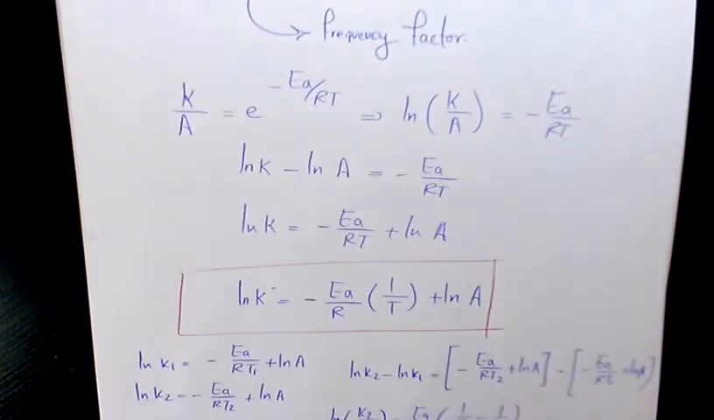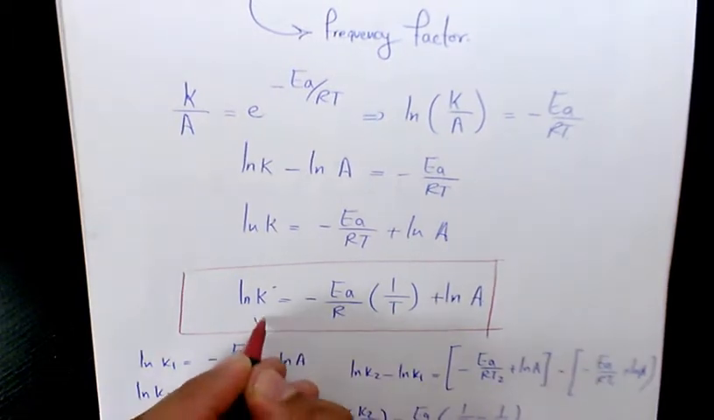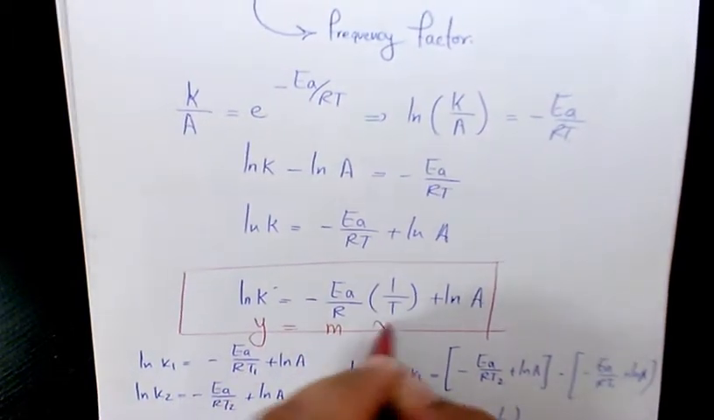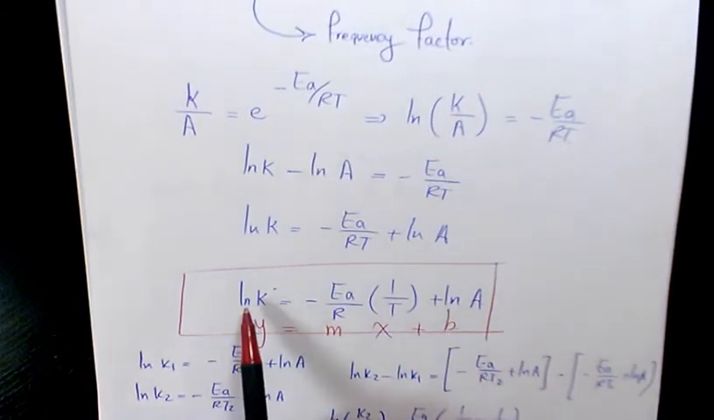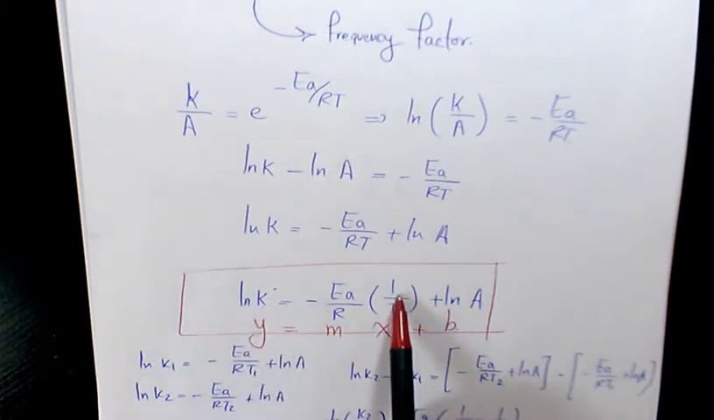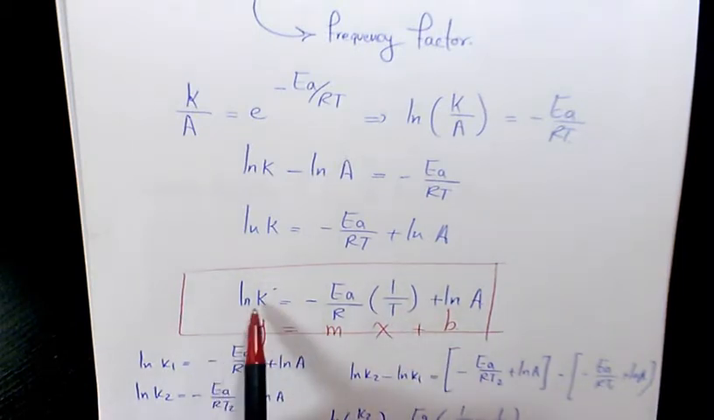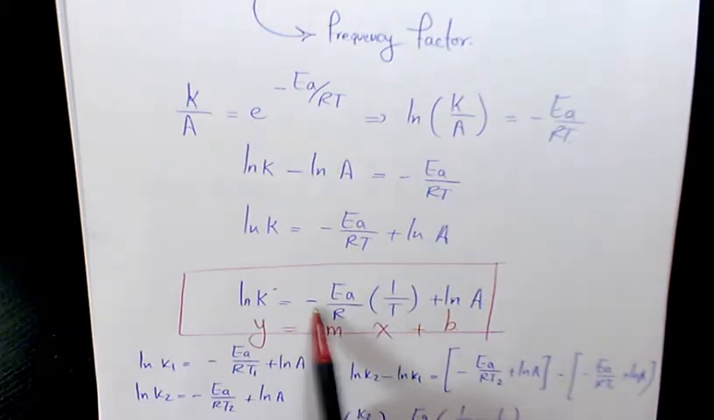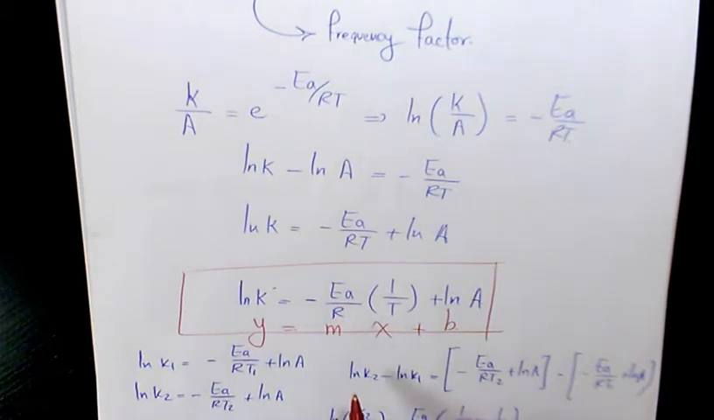What we can say here is that we end up with a linear equation, y equals mx plus b. It means that the dependent variable is ln k and the independent variable is 1 over T. So when we graph ln k with respect to 1 over T, we're going to have a straight line, and the slope is negative Ea over R. That's the slope, and the y-intercept is ln A.